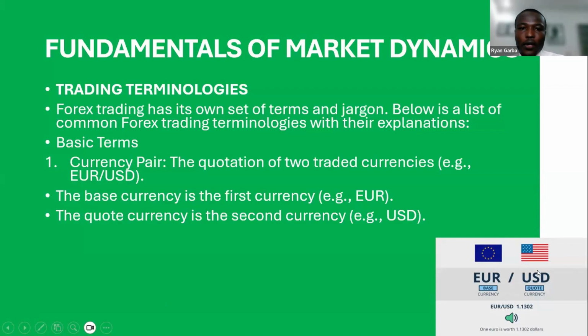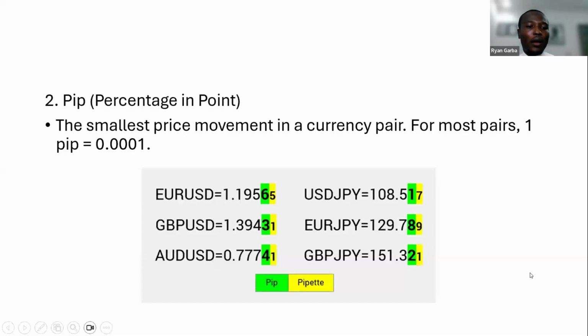quote currency. Then quickly we would like to look at what a pip is. Percentage in points. When we say percentage in points, pip, what does it mean? The definition here is the smallest price movement in a currency pair. Great.